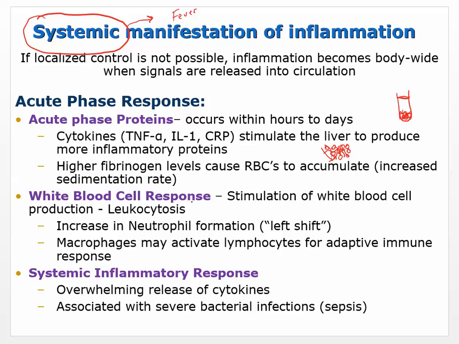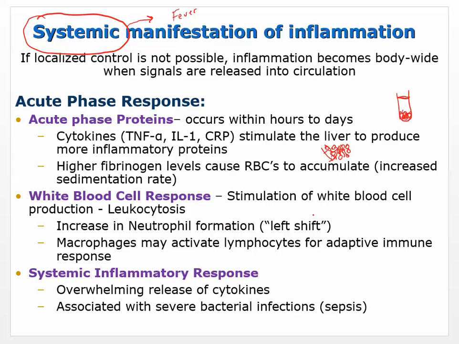So a white blood cell response. You're going to see stimulation of white blood cell production. That means the bone marrow is getting the same message. It's like, okay, we tried to clear this locally. We tried to keep it all to ourselves, but we can't do it. We need more neutrophils. We need more macrophages, okay?